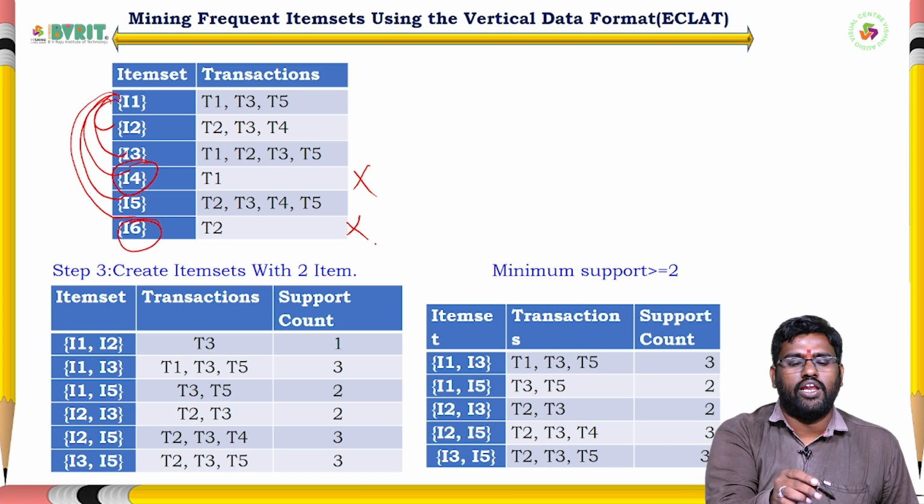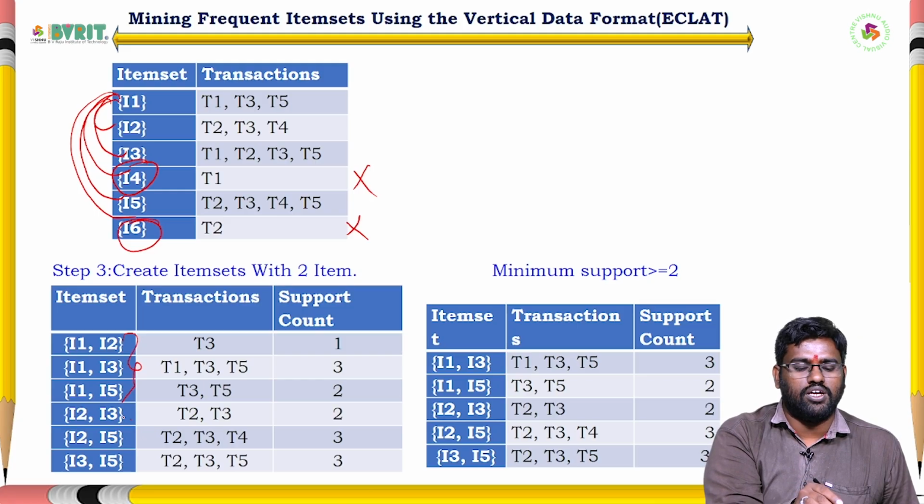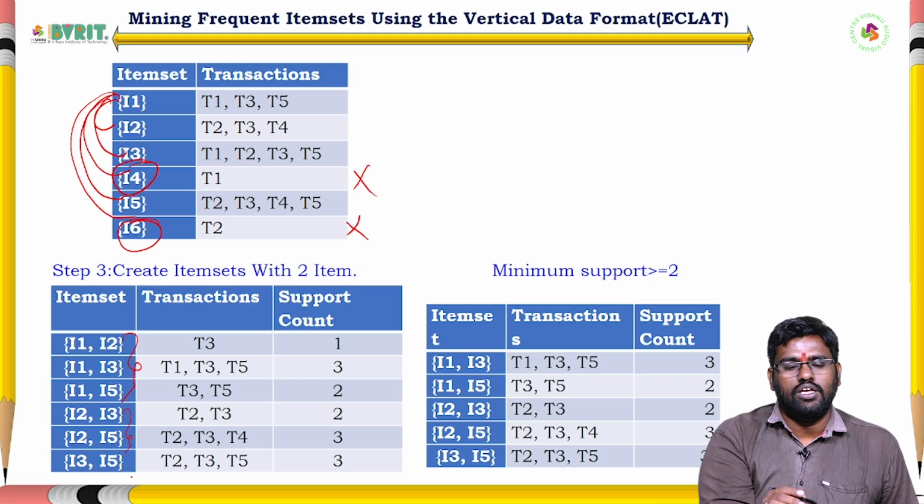Now we will compare I1, I2, I1, I3, I1, I5 first. Then I2, I3, I2, I4, I2, I5. Next I3, I5. Then I1, I3, I1, I5. Then I2, I3, I2, I5.